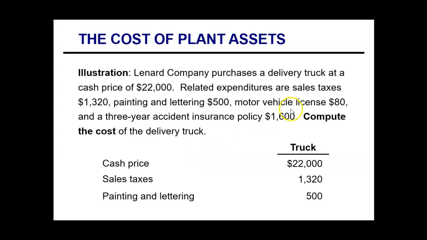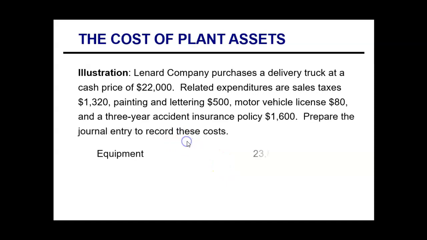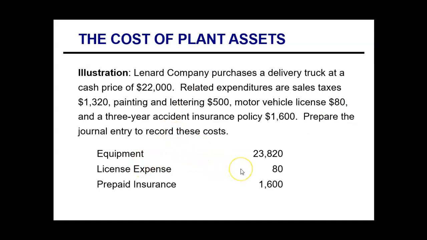Maybe you're saying, what about the license and the insurance policy? Well, the insurance policy, because it's for 3 years, would be recorded as prepaid insurance, and the vehicle license, which you're going to acquire after you purchase the vehicle, will be recorded as an expense. So we're going to debit the equipment account for $23,820, recognize license expense for $80, recognize prepaid insurance for $1,600, credit cash $25,500.